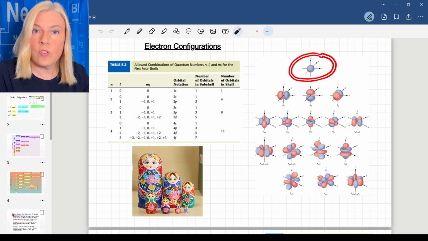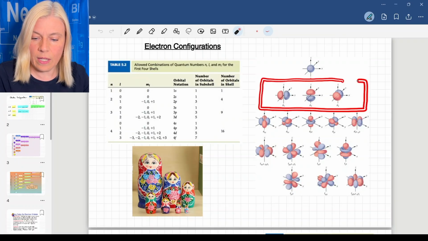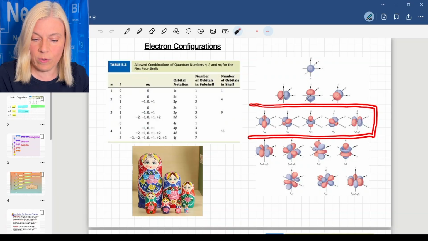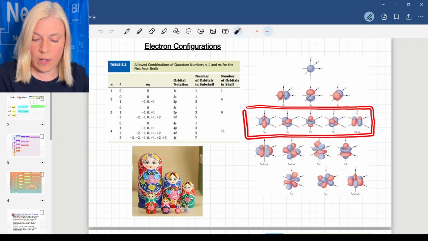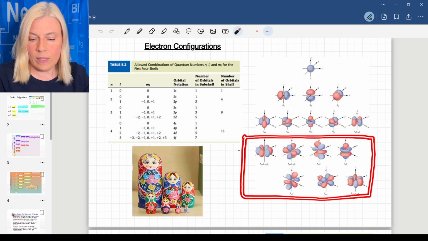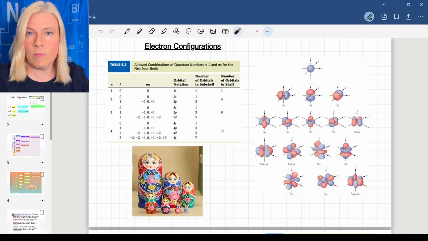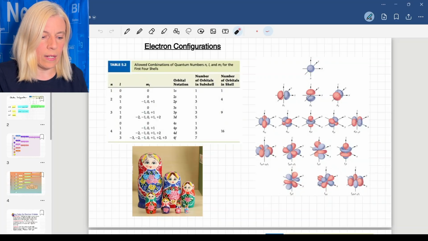S orbitals are just spheres. There's only one way of putting a sphere in space. These are your P orbitals. They are like dumbbells, and there are 3 different ways of putting them in space on the X, Y, or Z axis. Here are my 5 D orbitals. Most of them are 4-leaf clovers, and there are 5 ways of putting them in space. These are F orbitals, and they get more intricate shapes. Some of them are like double 4-leaf clovers, some of them have 6 lobes, so it becomes more and more intricate. But these are 3D probability maps of where an electron is most likely to be found.